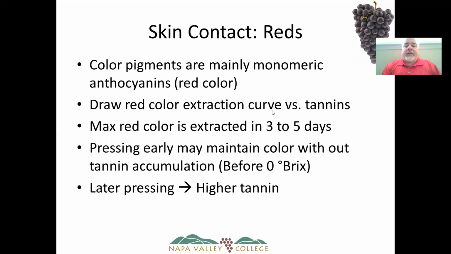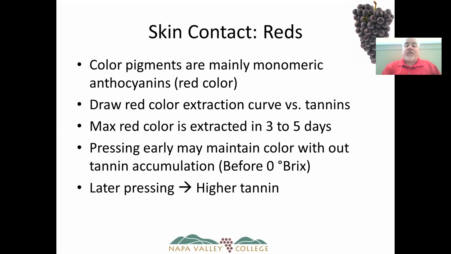But the maximum, pretty much no matter what you do, whatever wine process you're using, a skin contact of 3 to 5 days, you've pretty much maxed out everything from a color standpoint that you can get out of those skins. So again, what was the maximum for whites? 24 hours. And here for reds, you're doing 3 to 5 days potentially. Pressing early may maintain color without the tannin accumulation.